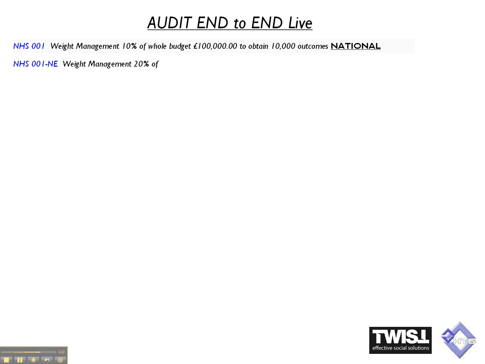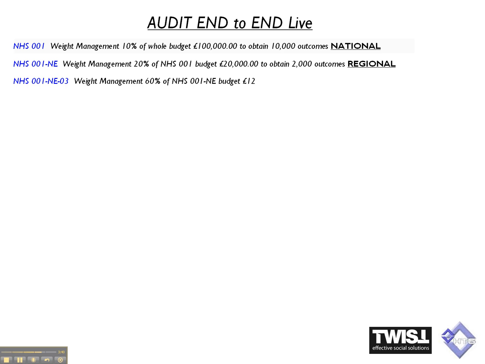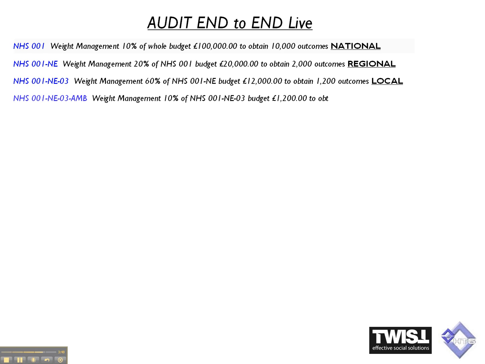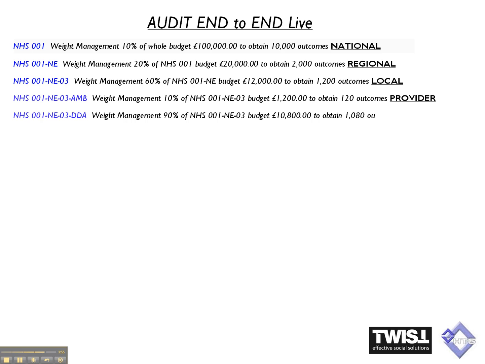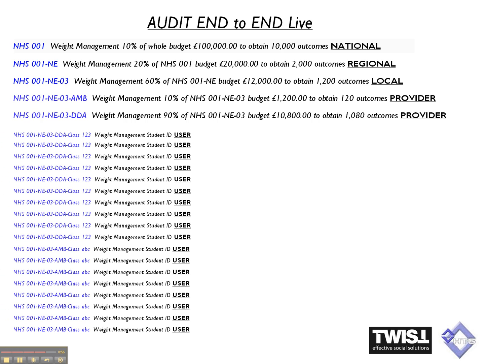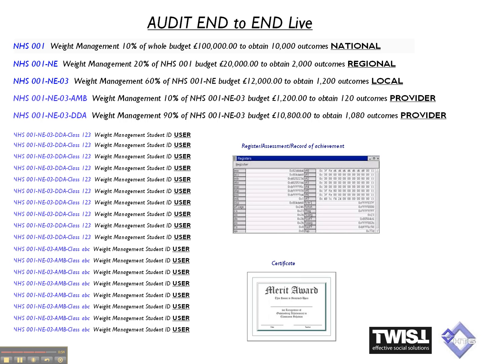to provide 10,000 outcomes. If we take the weight management budget of 20,000 to obtain 2,000 outcomes at a regional level. At a local level, we will have a number of local areas within a region, and we'll have multiple providers within a region, and all can be identified through the code structure. So we end up with a list of users that have registration, personal statements and certificates.